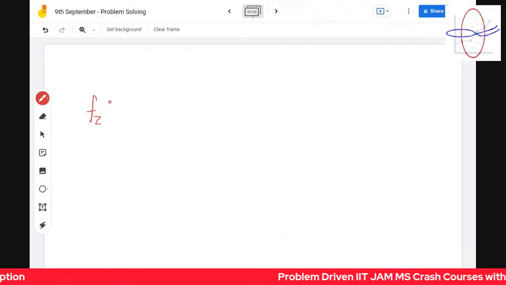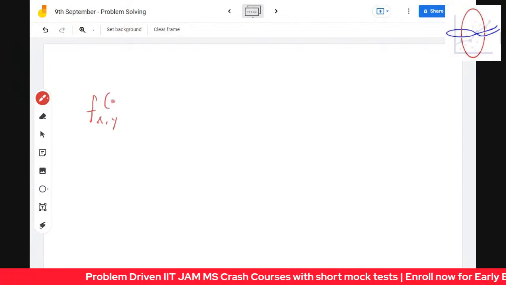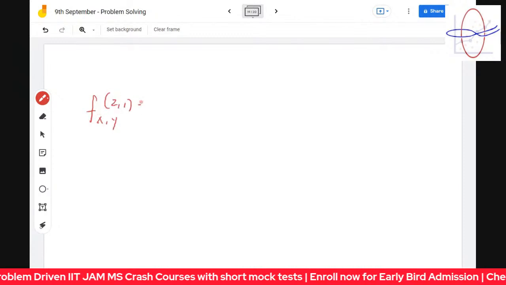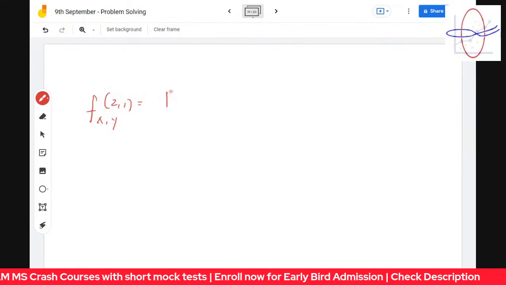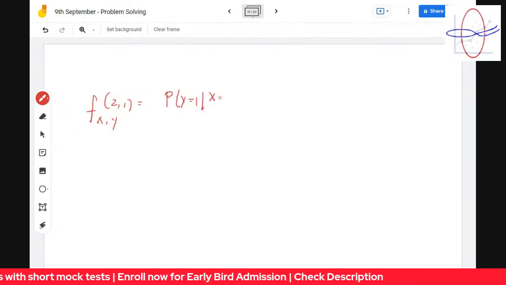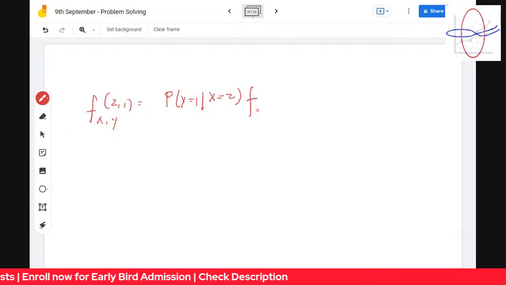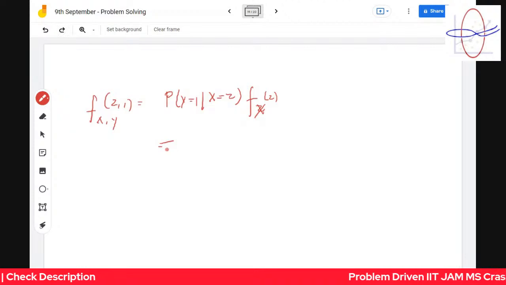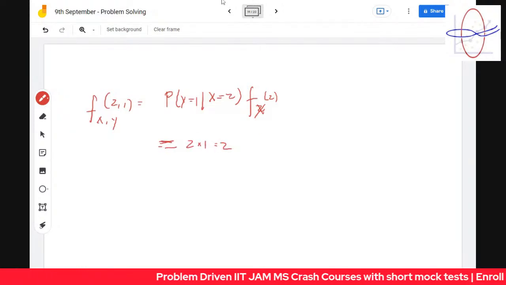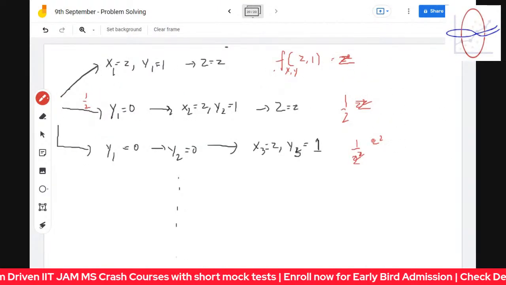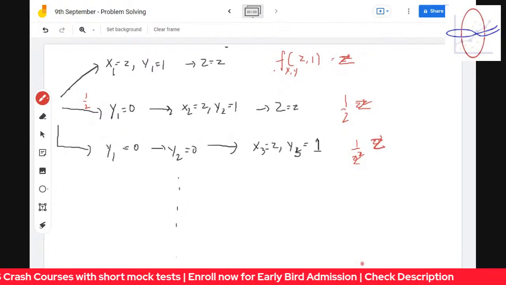F of z is equal to z, like f of x comma y of z comma 1. This is what? This is probability y is equal to 1 given x is equal to z, into f of x of z. This is 1, I just wrote it 2, 1, z actually. So this is z into 1, which is z. Did you understand why I made a mistake? So these are z, this is half z, this is half square z. So when you add up all this, you get what? Twice z.